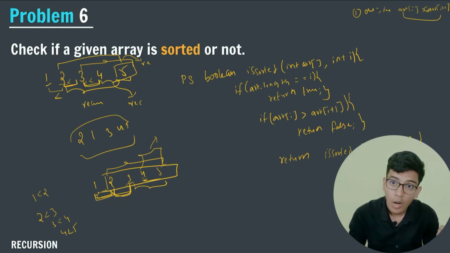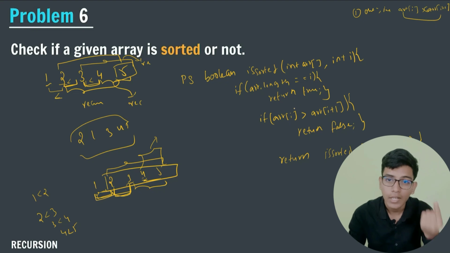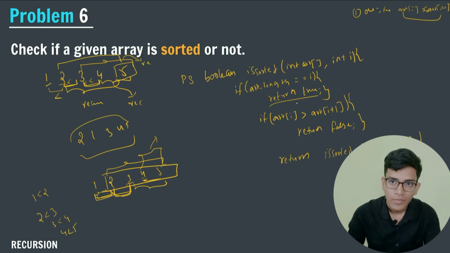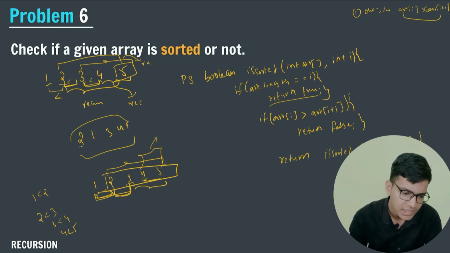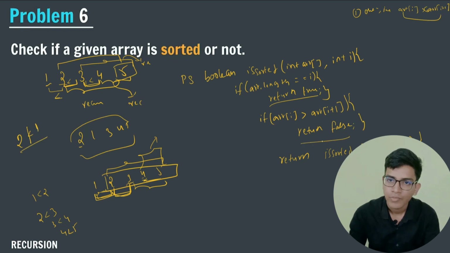So if I have called all the elements and our inner function calls are also taking place, then I will return true. If for any of these I get my base case, like 2 is not less than 1, then immediately I will return false, right?